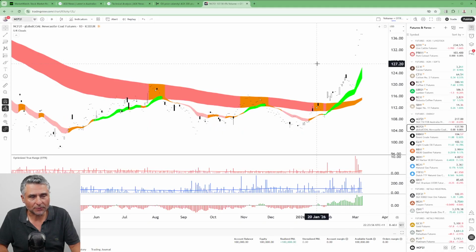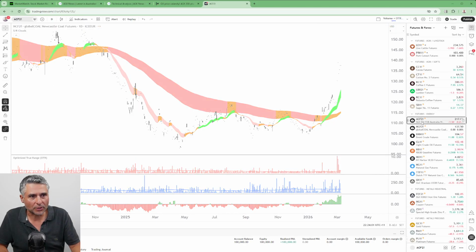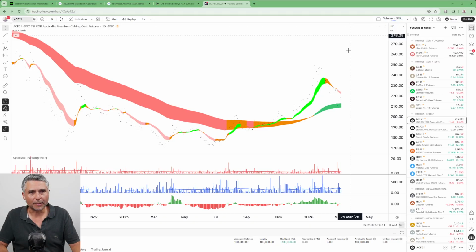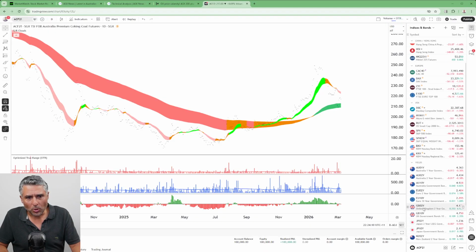Coal is obviously going up as well because if you can't get LNG and you can't get oil, you've got to burn something to keep the lights on. But that's a different one there. That's the coking coal. Okay, we'll finish off with a quick look at the bond market and what is happening now.